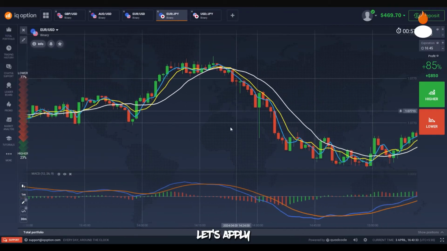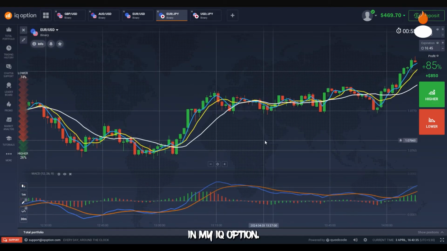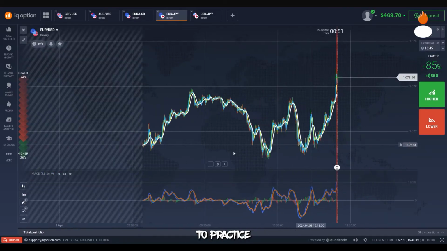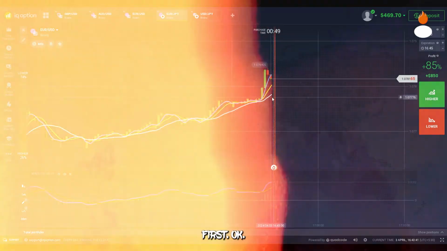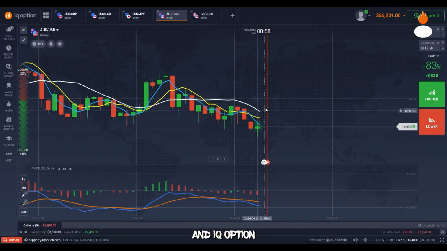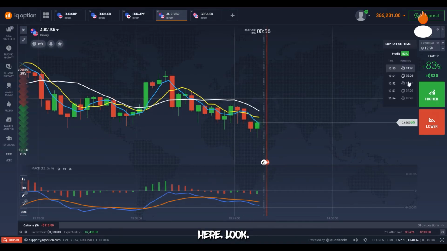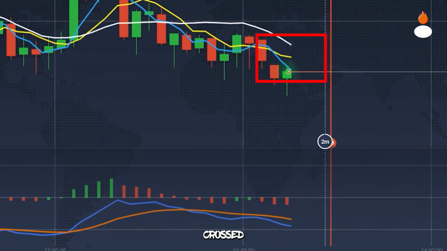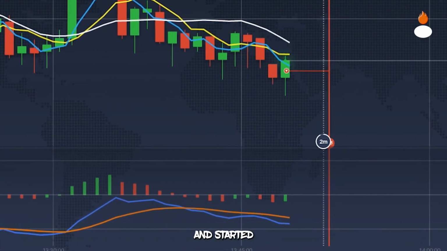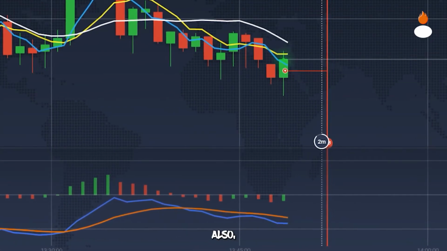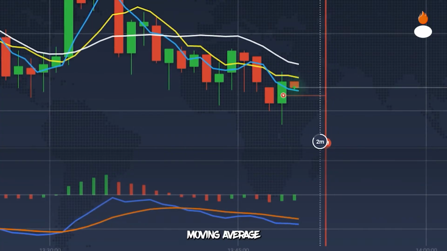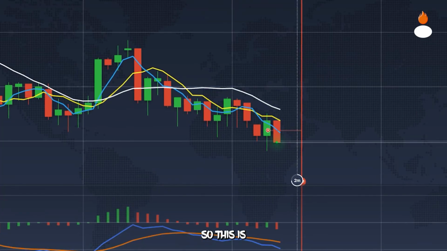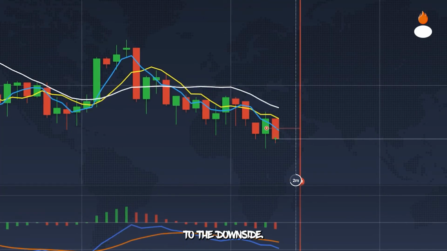So now let's apply this strategy in my IQ option. But I am showing you this strategy on my demo account, and also I want you to practice this strategy in your demo account first. Okay, now let's open a trade in IQ option using this strategy. Here, look, I am opening a trade to the downside because the blue moving average line crossed the yellow moving average line and started to go below the yellow line. Also, the market is moving under the white moving average line, and also MACD is giving us a bearish signal. So, this is a very good time to open a trade to the downside.